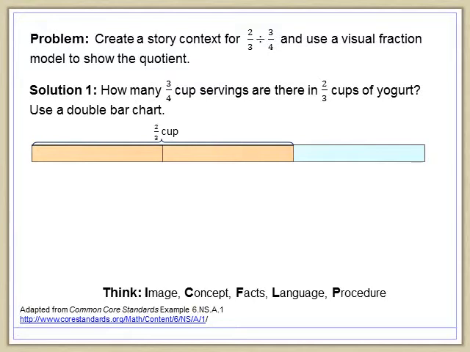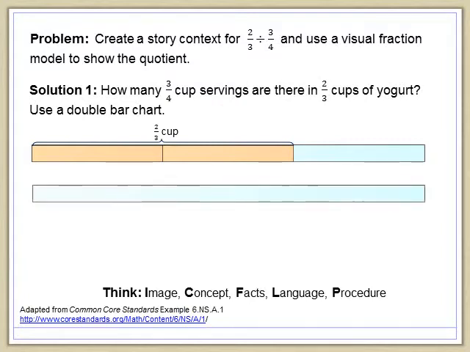We also need to represent the 3/4 cup, the size of a serving. And so here's another cup. We'll break it into 4 equal parts and shade 3 of them. And so we get this pink shaded region representing 3/4 of a cup. So our problem is now, how many times does this pink shaded region fit into the tan shaded region?